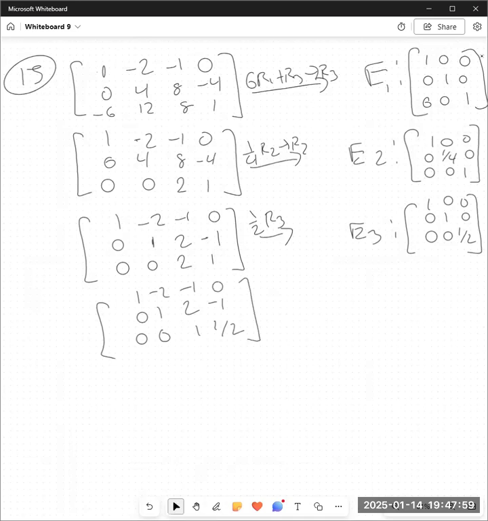So I'm in row echelon form, where the first nonzero entry of a row is a 1, and all the rows underneath that have zeros. So this is in row echelon form. I'm done. So that tells me that if I go in reverse order here, I need E3 times E2 times E1 times A to be equal to this one here.